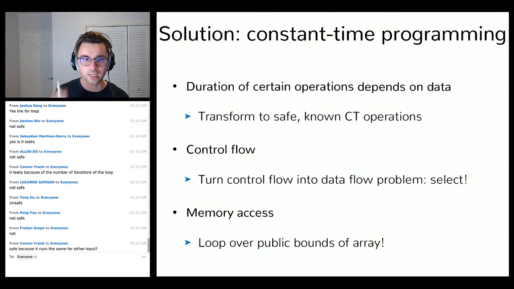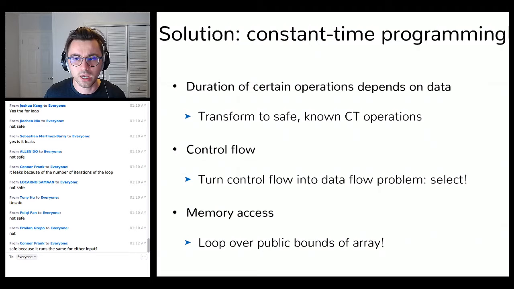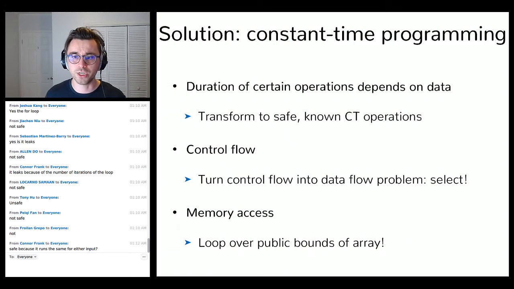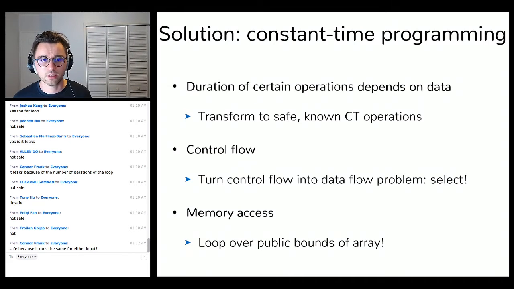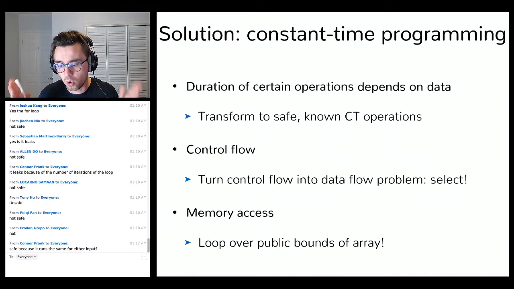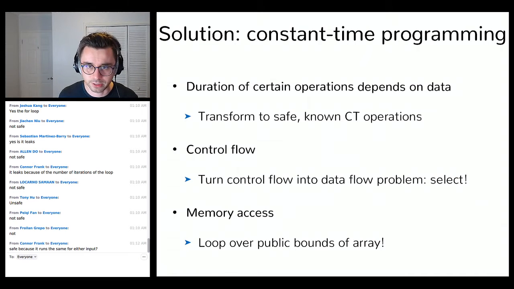Okay, so the solution, the things that we saw, these transformations, is called constant time programming. It's not actually constant time. It basically just means data independent, right? So the duration of the operation no longer depends on data. And our approach has been to turn control flow into data flow. And if we need memory accesses, into fully accessing the whole buffer, or subsets of the buffer where the bounds don't depend on secrets.